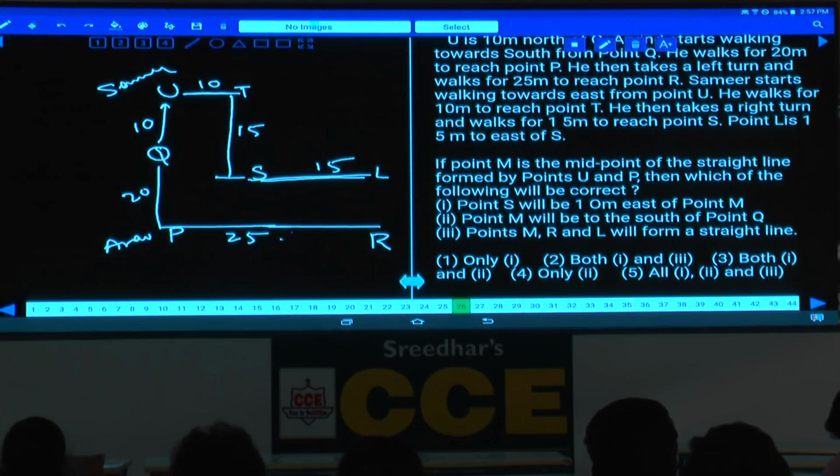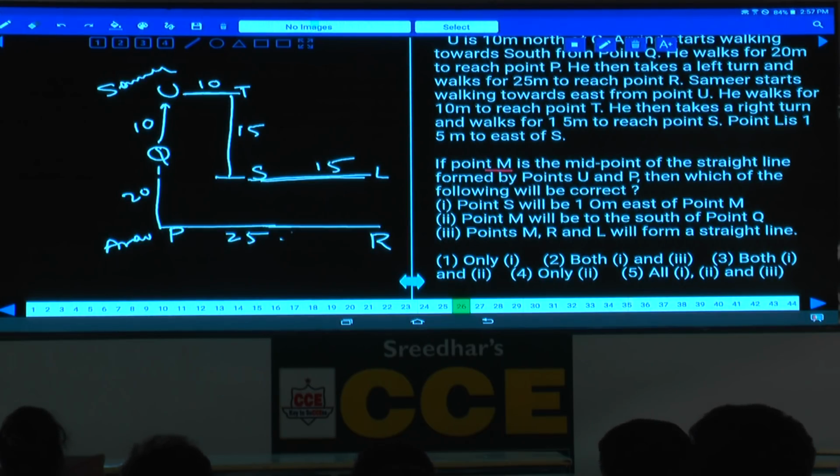Then point M is the midpoint of the straight line formed by points U and P. The distance between these two is 30. Out of this 30, the midpoint will be your point M. Point M is 15 meters from U or 15 meters from P.